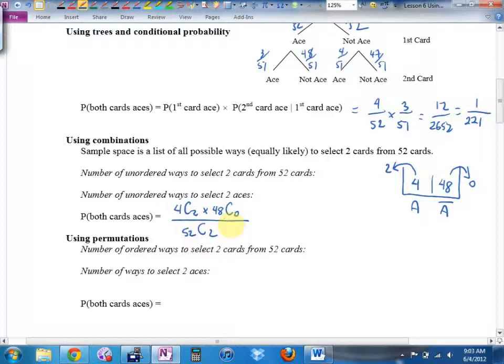By the way, do you remember what is 48 choose 0? 1. I'm going to write it though because it's nice and symmetrical. Try typing that into your calculator and see if you get 1 over 221.